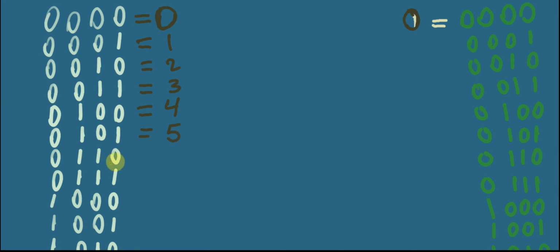0110, that's equal to 6. This one here is in the second column, the 2's column, so this is 2. This one here is in the third column, so this is 4. 4 and 2 is 6. 0111 is equal to 7. Again, same thing, same logic, you just carry on and add these values.